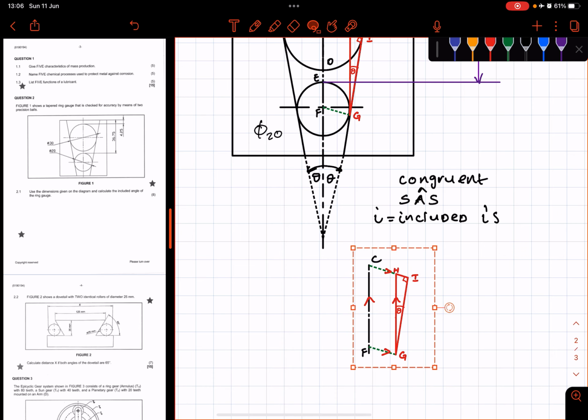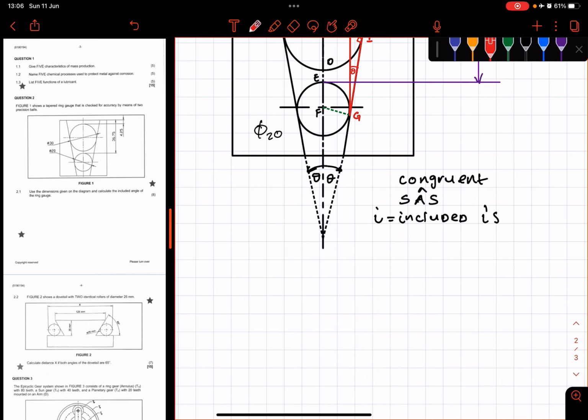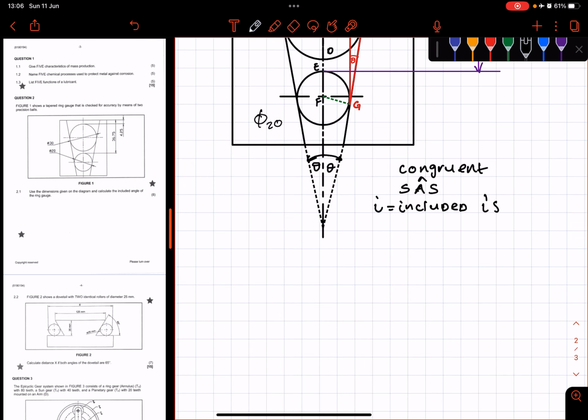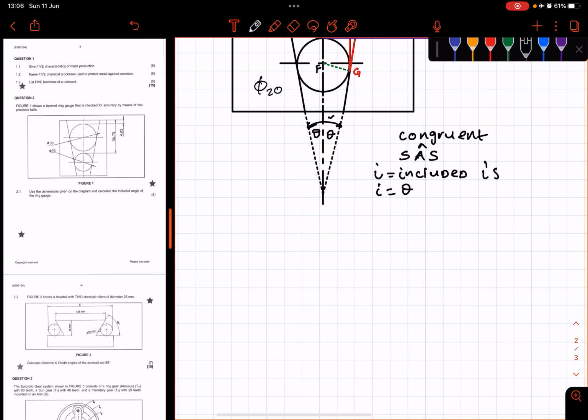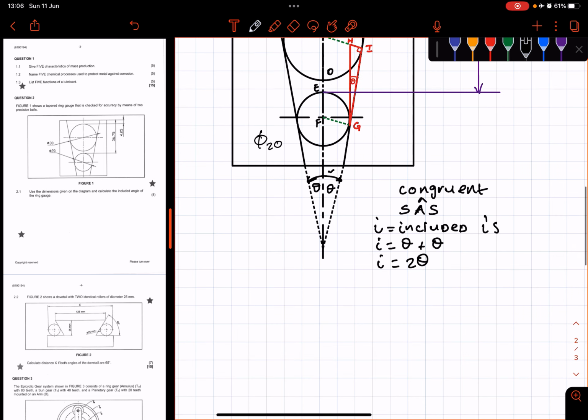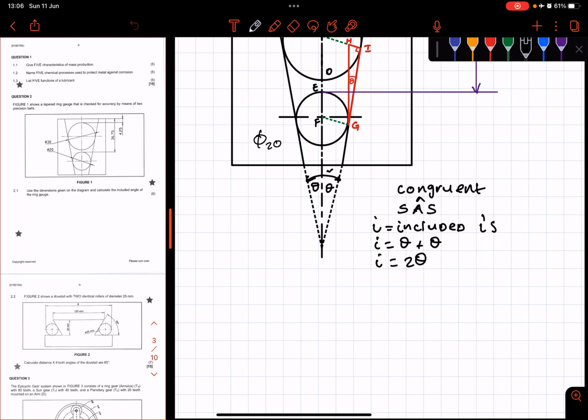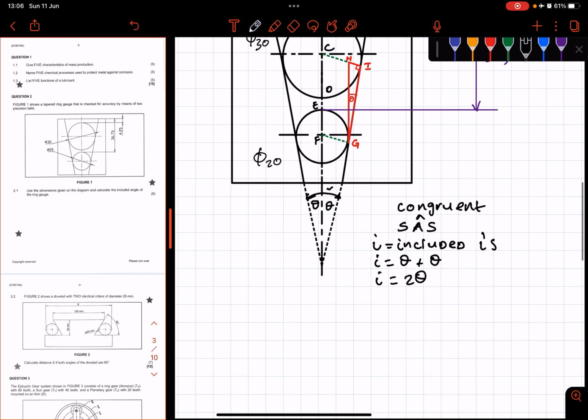Now, why is it important to get the angle theta? If this here is our included angle, it means that the included angle is equal to theta plus theta, meaning our included angle is equal to 2 theta. So if we can get theta, to get the included angle, we just multiply it by 2. Remember, the question here is to calculate the included angle. So once we get our theta, we then will be able to get our included angle.